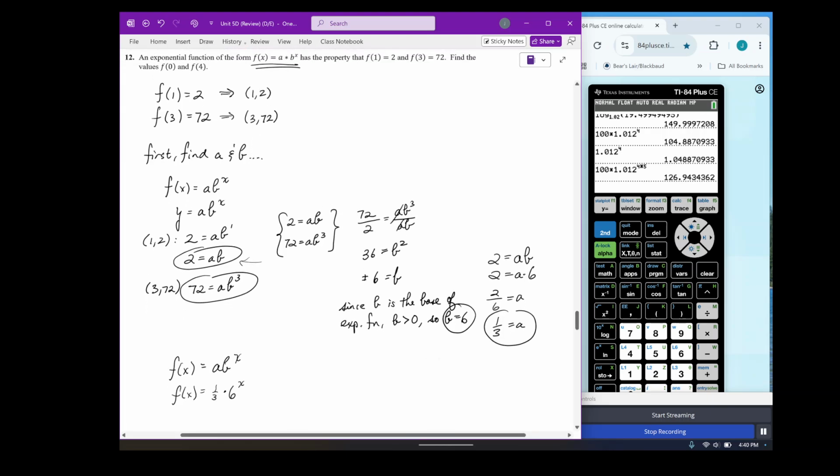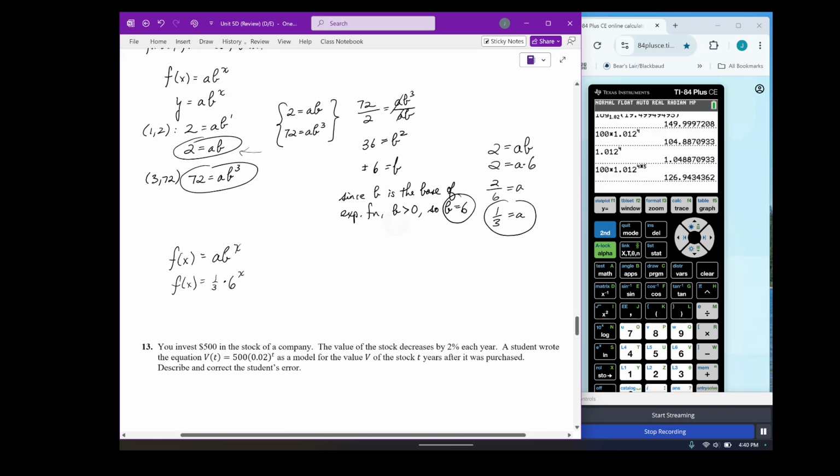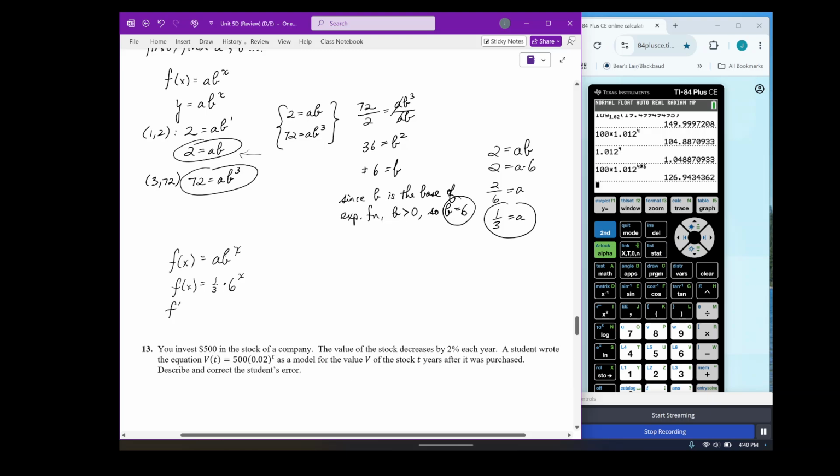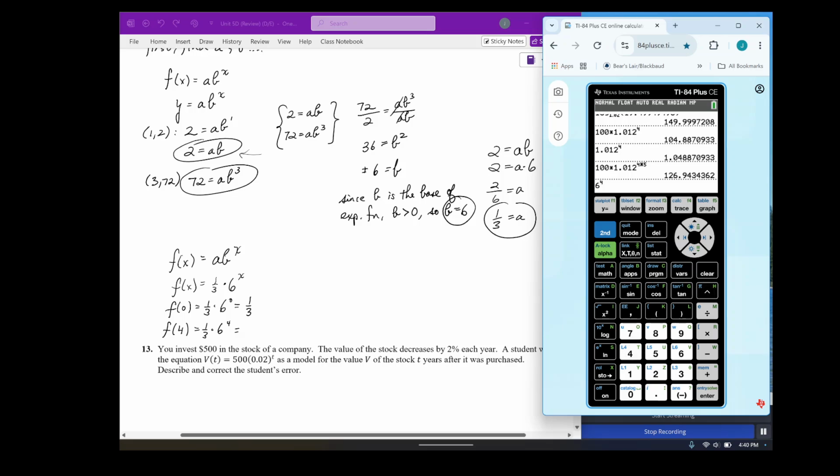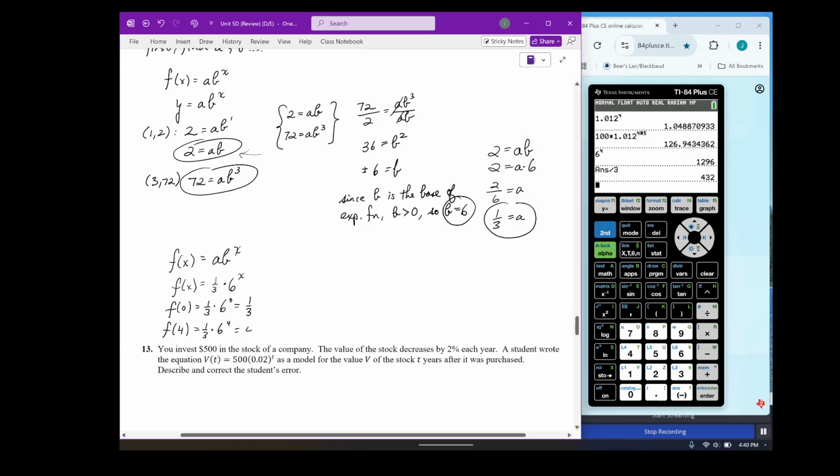So now when I need f of 0 and f of 4, that should be much more straightforward. For f of 0, I'm just plugging in 0 for x. And 6 to the 0 is 1, so that's just 1/3. And then f of 4 is going to be 1/3 times 6 to the 4th. And 6 to the 4th is 1296. And then I've got to divide by 3 or multiply by 1/3. And we get 432.